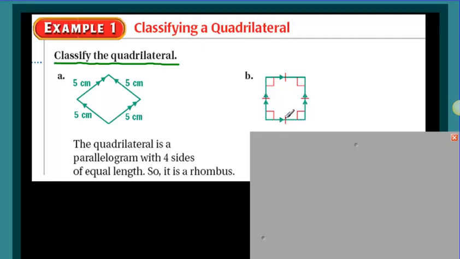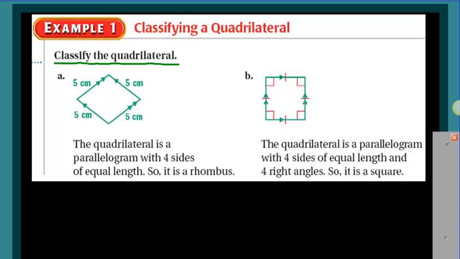Now this next one has little tick marks showing us that the 4 sides are of equal length, and it also shows us we have 4 90-degree or right angles. So that's right, you guessed it, it's a square.